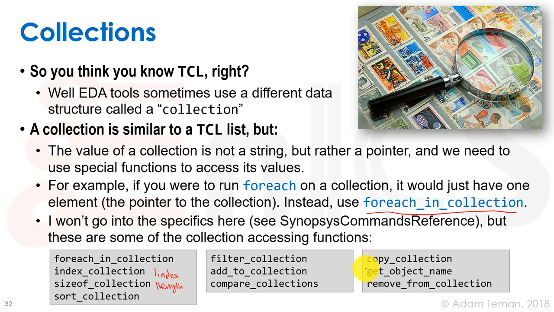One of the important ones is get_object_name, which allows us to return the name that we often call the collection, the name that means something, and not just the pointer to that collection.